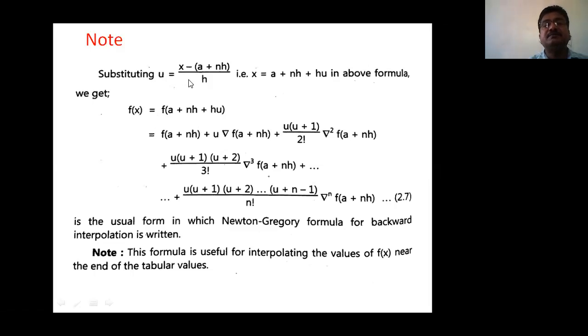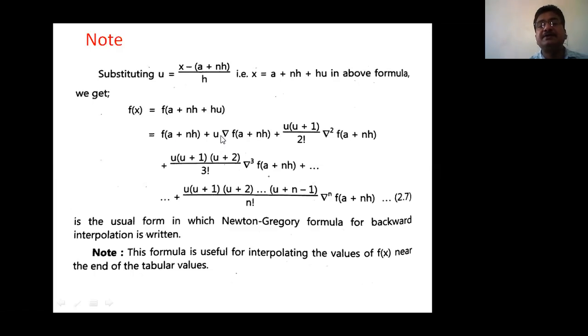In the previous Newton's forward interpolation formula, what is the simplification? Substitute u as x minus first point divided by h. Here u is what? x minus last point, a plus nh, divided by h. And so this is the value of u. So f of x is equal to, don't write this term. So f of x is equal to f of a plus nh.